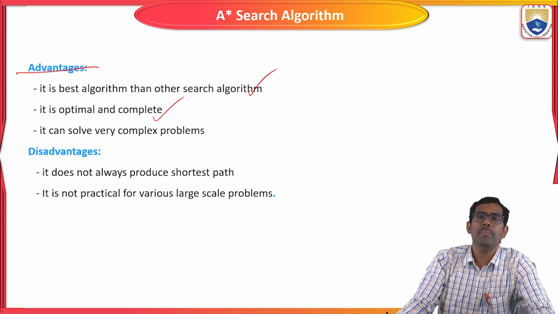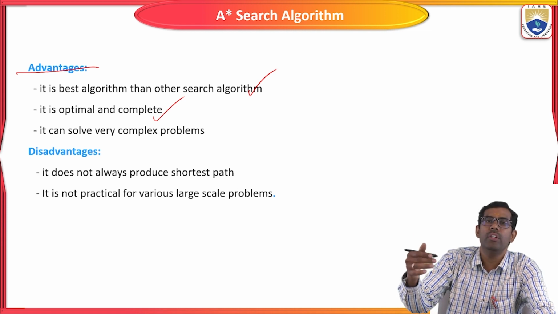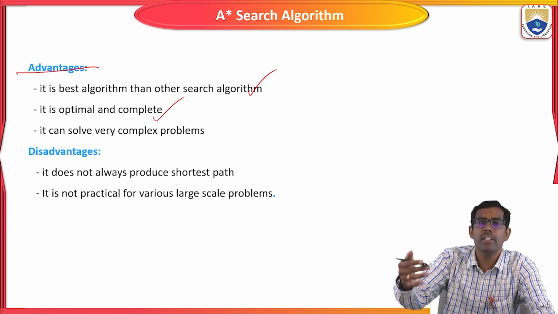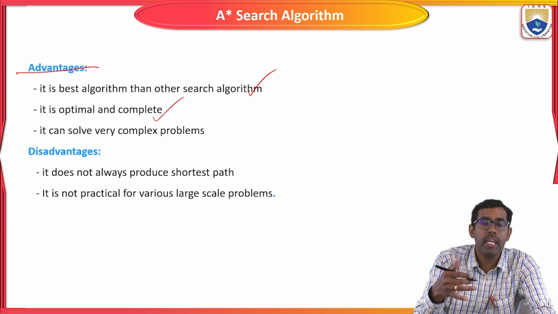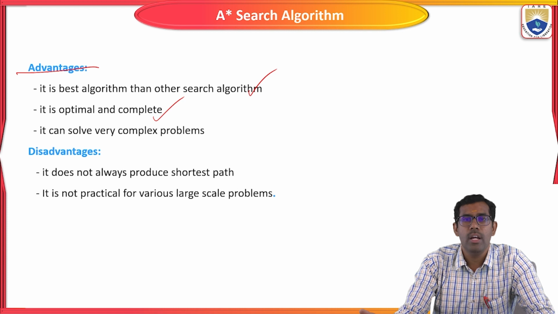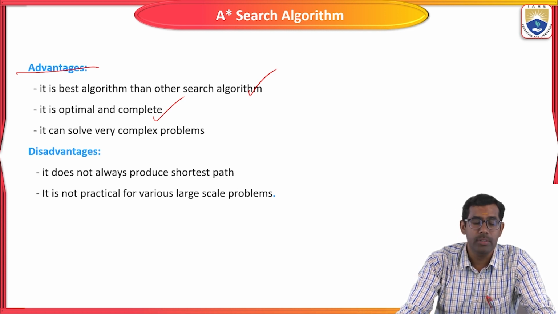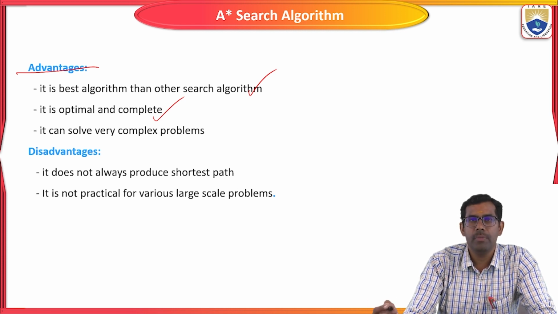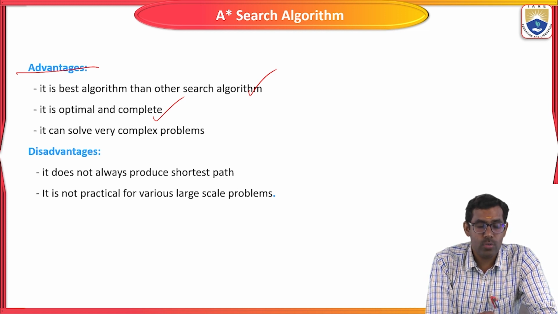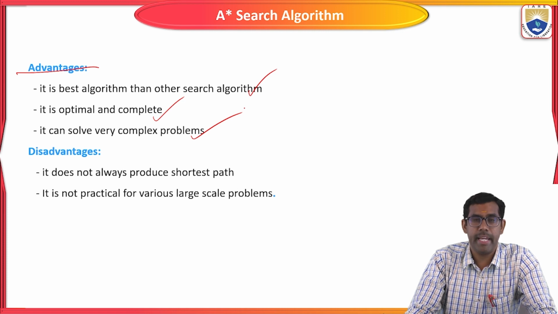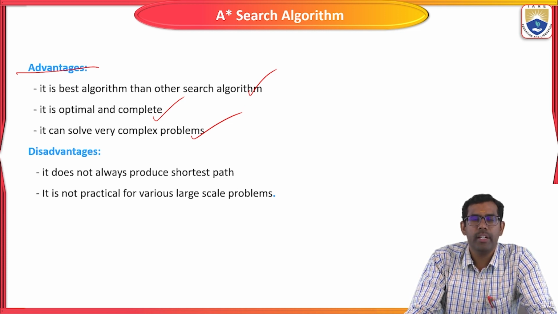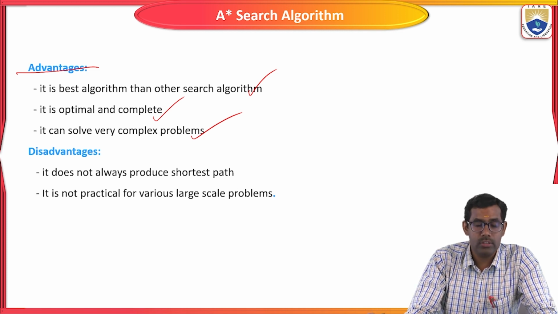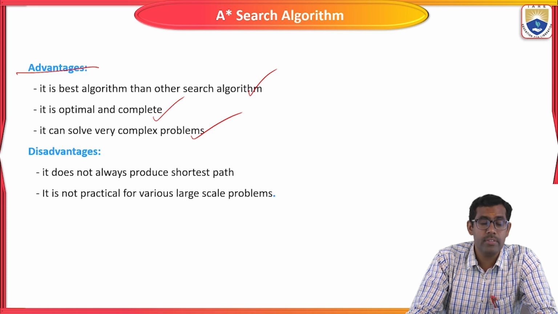In the previous section I said BFS is incomplete because it can't visit each and every node; it only looks for the shortest path to reach the goal. Here it will produce the optimal solution based on your A* search algorithm performance, and it will be complete too. So it is your best case. And it can solve very complex problems, not only small or moderate problems. So these are the advantages of the A* search algorithm.